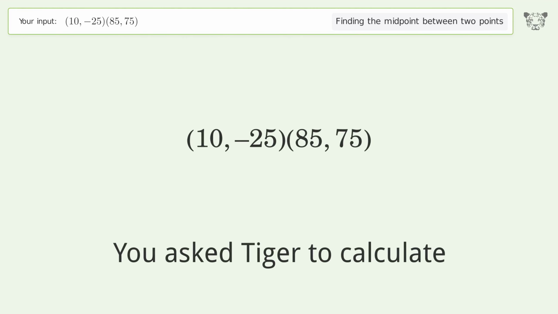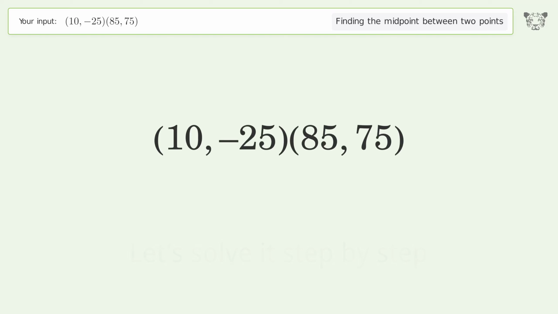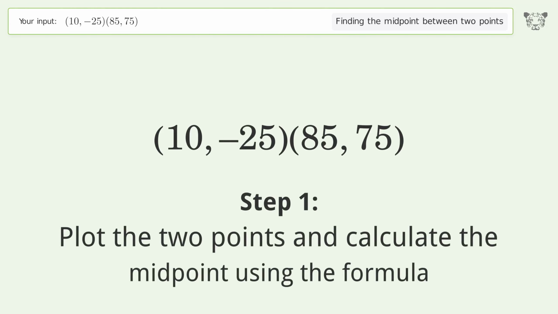You ask Tiger to calculate. This deals with finding the midpoint between 2 points. The midpoint between the 2 points is 47.525. Let's solve it step by step. Plot the 2 points and calculate the midpoint using the formula.